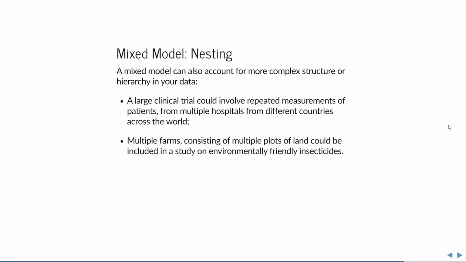Another example, let's say that you have some agricultural study on environmentally friendly insecticides, and you want to include the results from multiple farms, each of which consists of multiple plots of land. Then a plot of land is a random effect, but plots of land are nested within the farm that they belong to. They can't suddenly switch farms unless they would be sold or something, but at a given point in time, they belong to a particular farm. So you would have the effect of plot nested in the effect of farm.